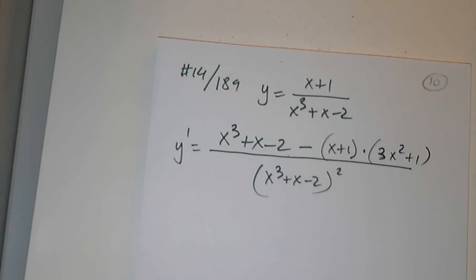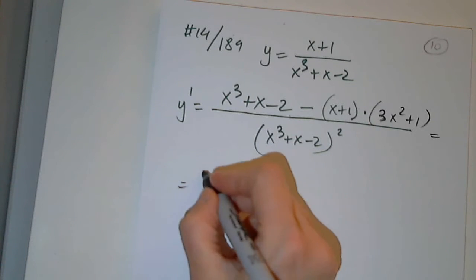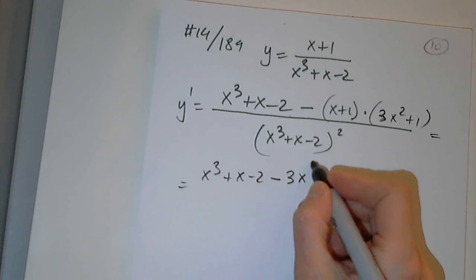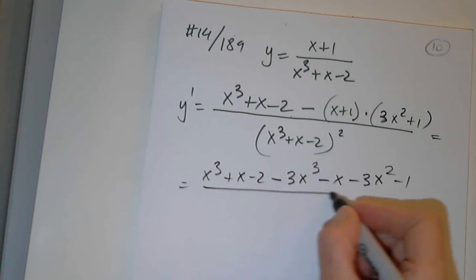It would be a terrible mistake to try to simplify this x cubed plus x minus 2 with this, a factor from the denominator with terms from the numerator. Please do not do that. I know it's tempting. So I have to distribute in here using FOIL. So x cubed plus x minus 2 minus 3x cubed minus x minus 3x squared and minus 1.